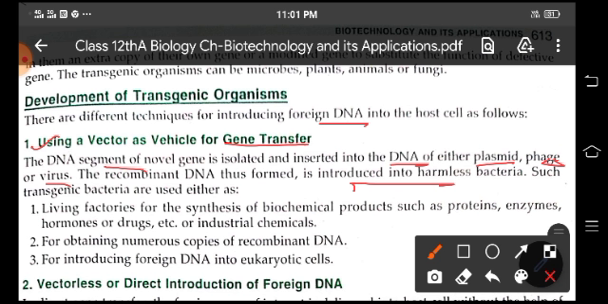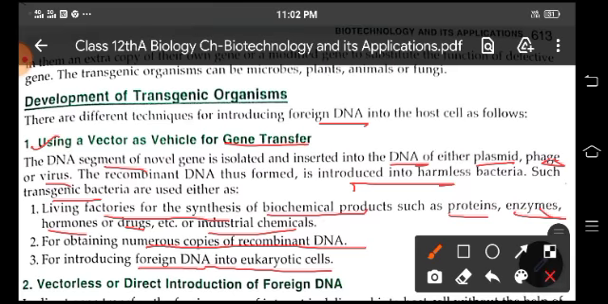Now, these transgenic bacteria are used either as living factories for the synthesis of biochemical products like proteins, enzymes, hormones, or drugs, or industrial chemicals, or they are used for obtaining numerous copies of rDNA or recombinant DNA, or they are used for introducing foreign DNA into eukaryotic cells.